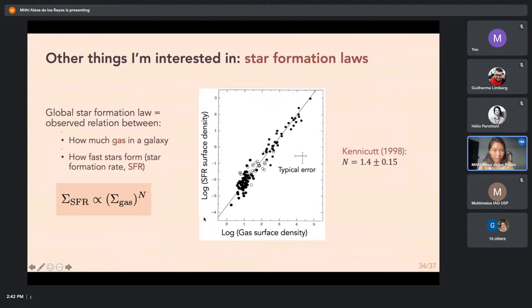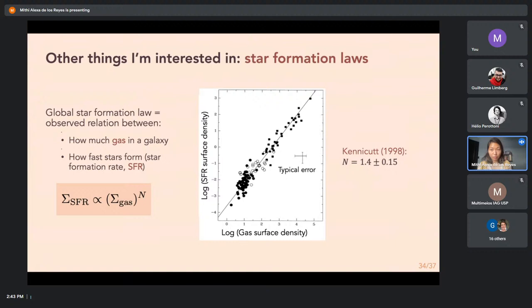It turns out that if you plot many galaxies, where each of these points is an individual galaxy, and fit a line to it, in 1998 Rob found a power law with an index of around 1.4. Which for theorists is useful because it's basically 1.5, or 3/2. That can tell you useful things, and it was a good confirmation of our understanding of star formation. But it's also useful as a recipe for creating stars in cosmological simulations.